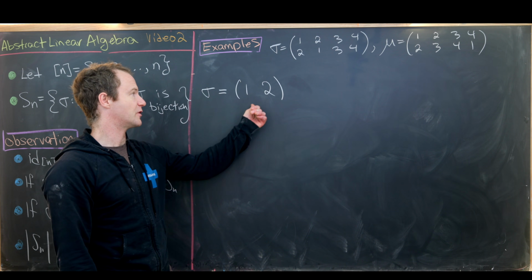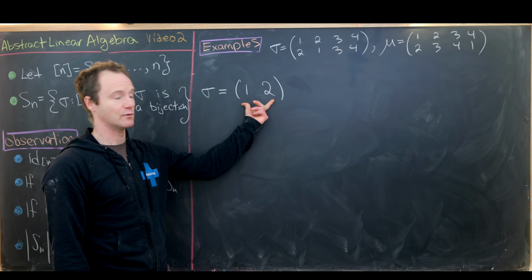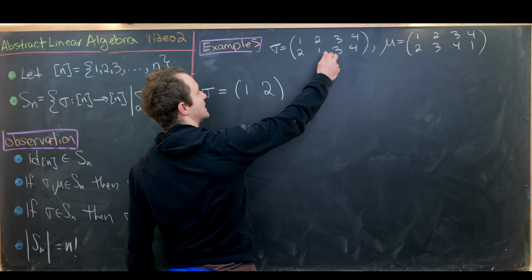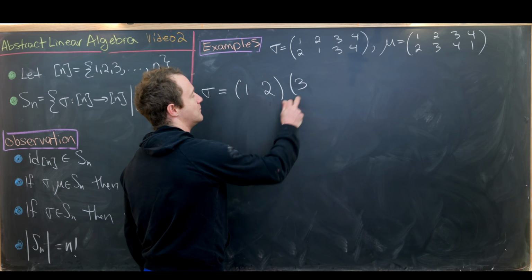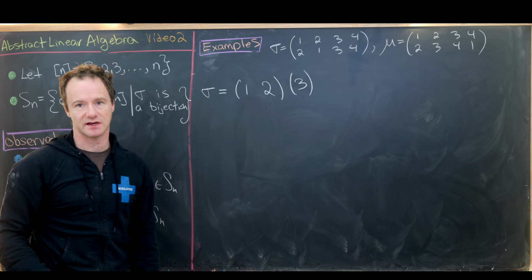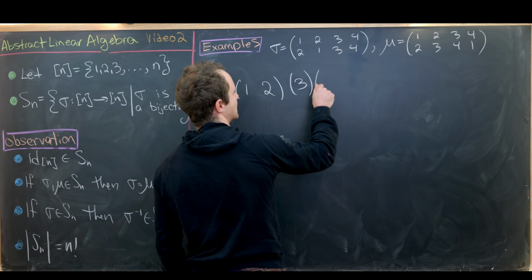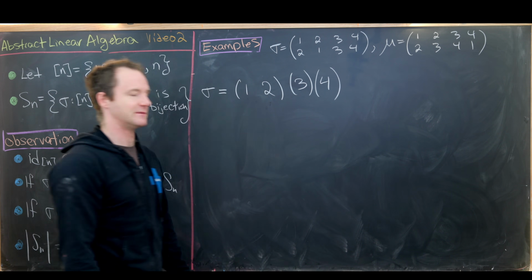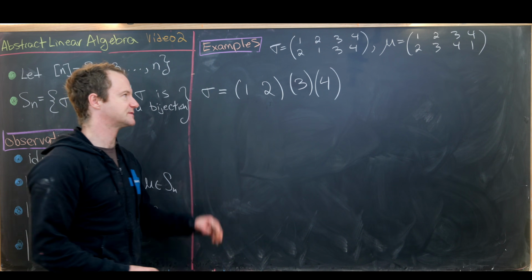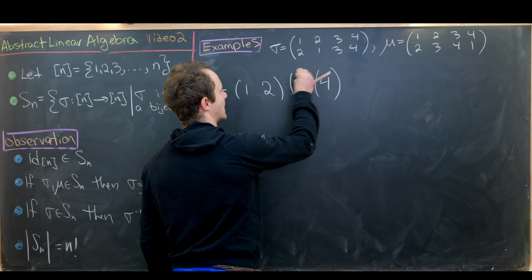Now we would pick up with the smallest number that is not within this 2 cycle in this case. That would be the number 3. Look where 3 is sent. It's sent to itself. That means we would close this up. And then we would start with the number 4. 4 is sent to itself. That means we would close this up. But whenever we have numbers by themselves, we generally don't write them.